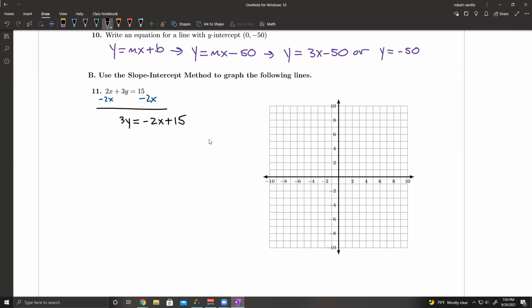Then you'll divide everything by what? 3. Divide by 3, divide by 3, and we get our equation: y equals negative 2/3 x plus 5. Okay, what's my slope? Negative 2/3. What's my y-intercept? 5. Okay, so before we graph this, we have to know something about slopes.